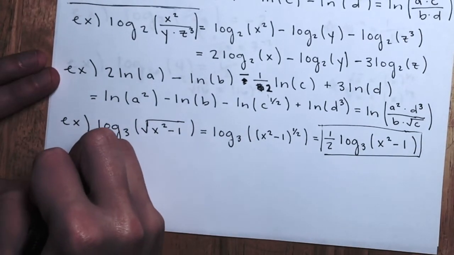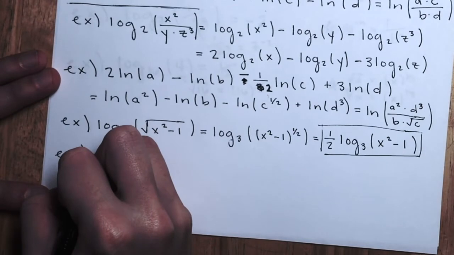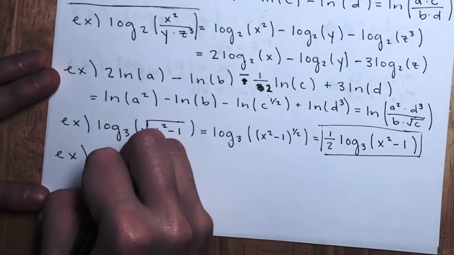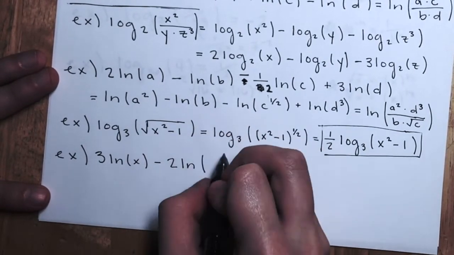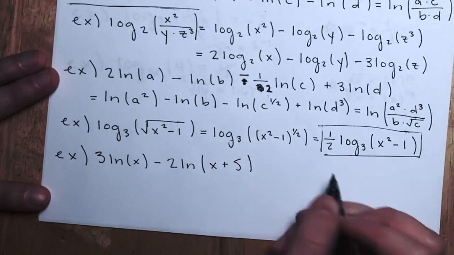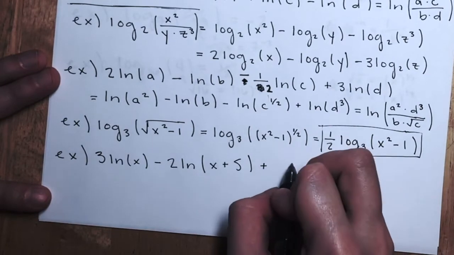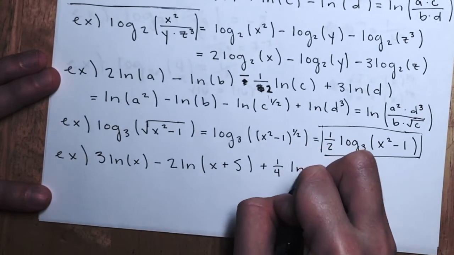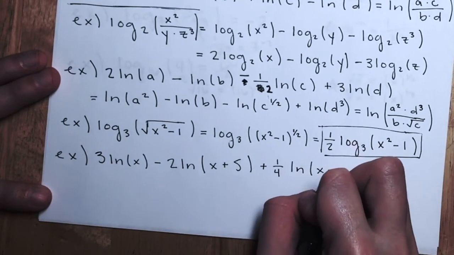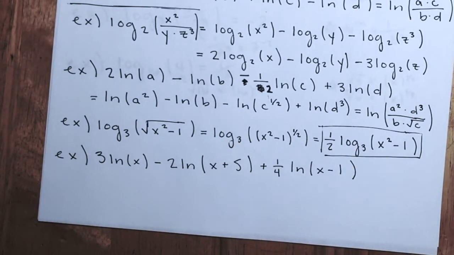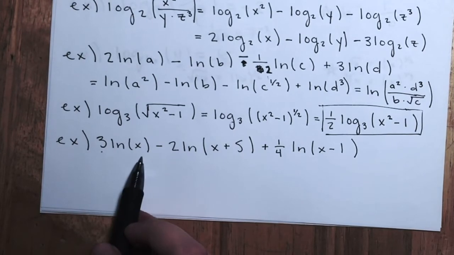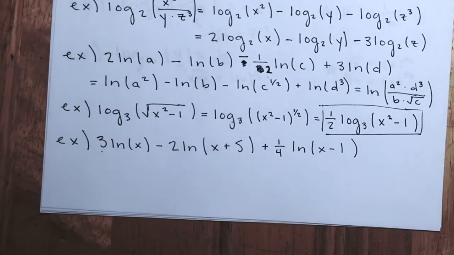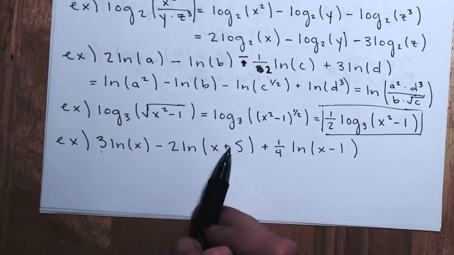And then this is the last one I have for us in our notes. Let's say we've got 3 times ln of x minus 2 times ln of x plus 5 plus 1/4 ln of x minus 1. This is sort of a beefy problem. This is the final boss. So again, we have to make sure we get these coefficients out of the way, so let's bring those inside first.